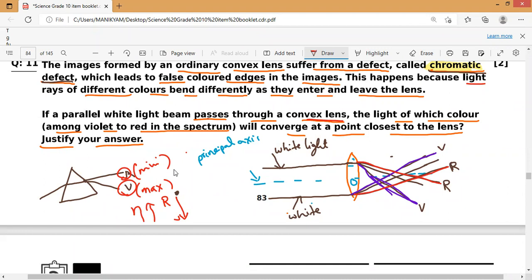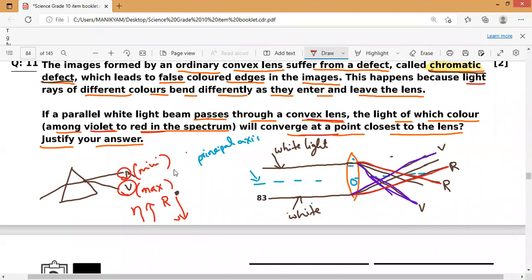Now the question: if a parallel white light beam passes through a convex lens in the same way, observe very carefully, the light of which color among violet to red in the spectrum, middle colors and all don't matter for us, violet and red only you see, will converge at a point closest to the lens? Check it and tell me, who is converging closest to the lens, red color or violet color?